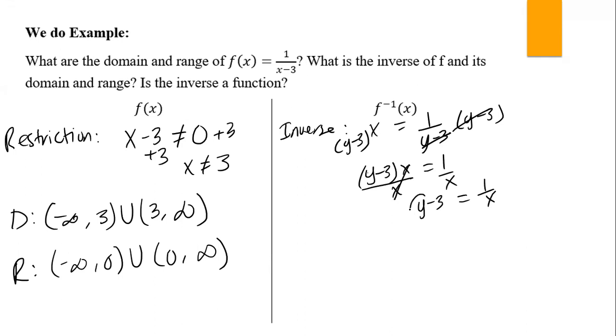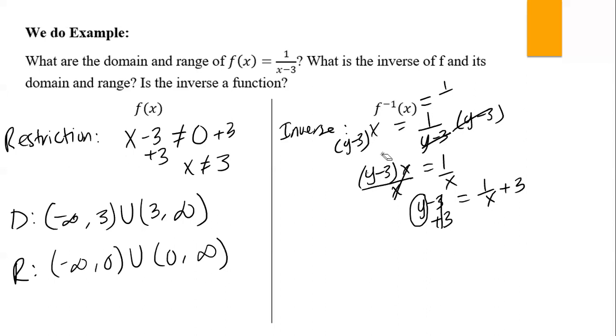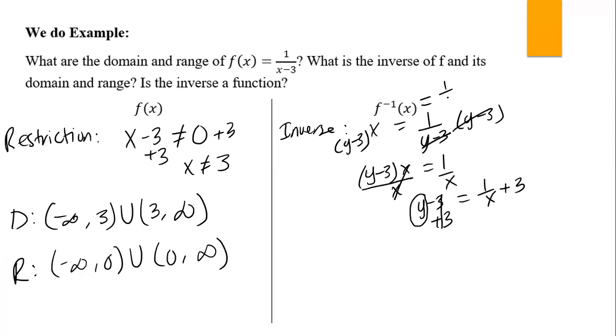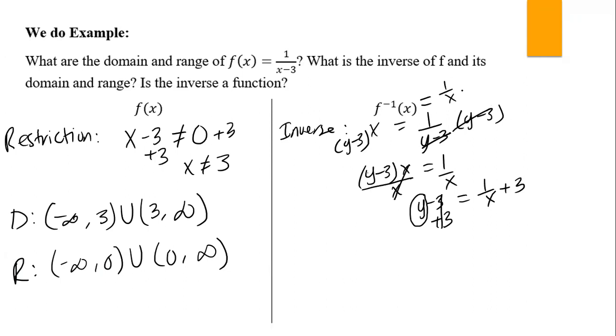What do I need to do to get y by itself? Add 3. Now y is lonely, like it wants to be. That is not an x. No! I tried to outlast the sound. Oh. Where are we at? 1 over x plus 3. So that is our inverse.